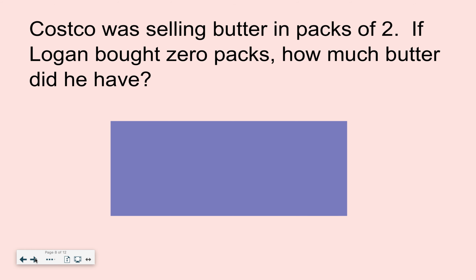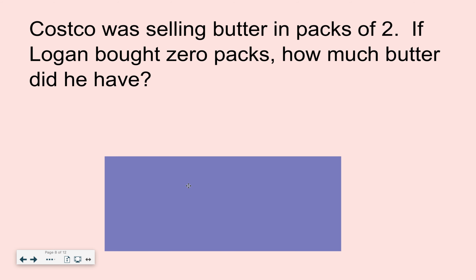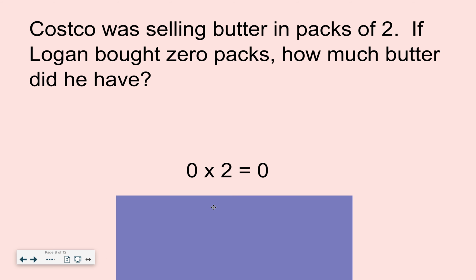Draw this one out. Costco was selling butter in packs of 2. If Logan bought 0 packs, how much butter did he have? Well, we can't draw a picture because he bought 0 packs. Even though there's 2 in a pack, he didn't buy any of them. But what problem this is modeling is 0 groups of 2. If I have 0 groups and there's 2 in a group, since I have 0 of the groups, the answer is 0. So what did you notice about anytime I multiply by 0? Did you notice it always is 0?